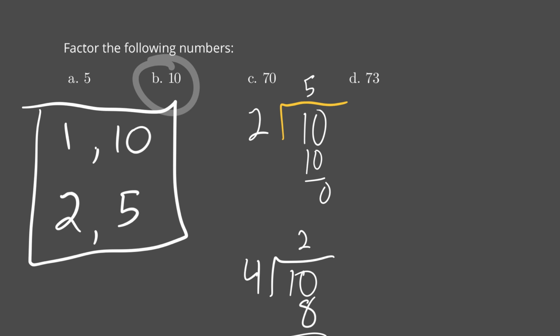Let's move on to problem C, which is 70. Let's talk about some tricks and techniques, things that we can do to help ourselves, because obviously with 70, there's going to be many numbers that we can try dividing into it, and that's going to be challenging. So to start off for problem C, we already know that 1 and 70 are going to be our answers.